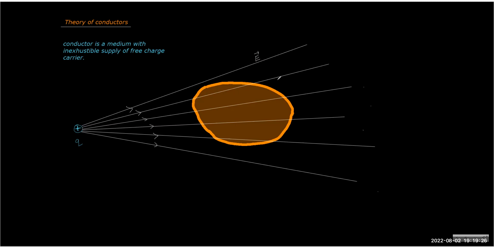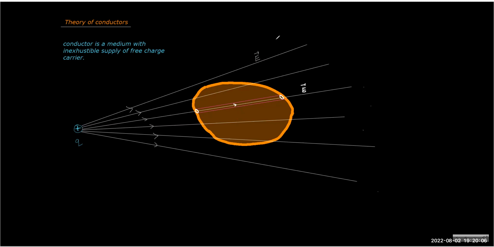So let us assume a small hole in the conductor, like this, a very tiny hole. And we'll focus our discussion on this tiny volume. So can you look at the electric field lines in this thin cylinder, thin pipe? Can you see the electric field? Yeah.